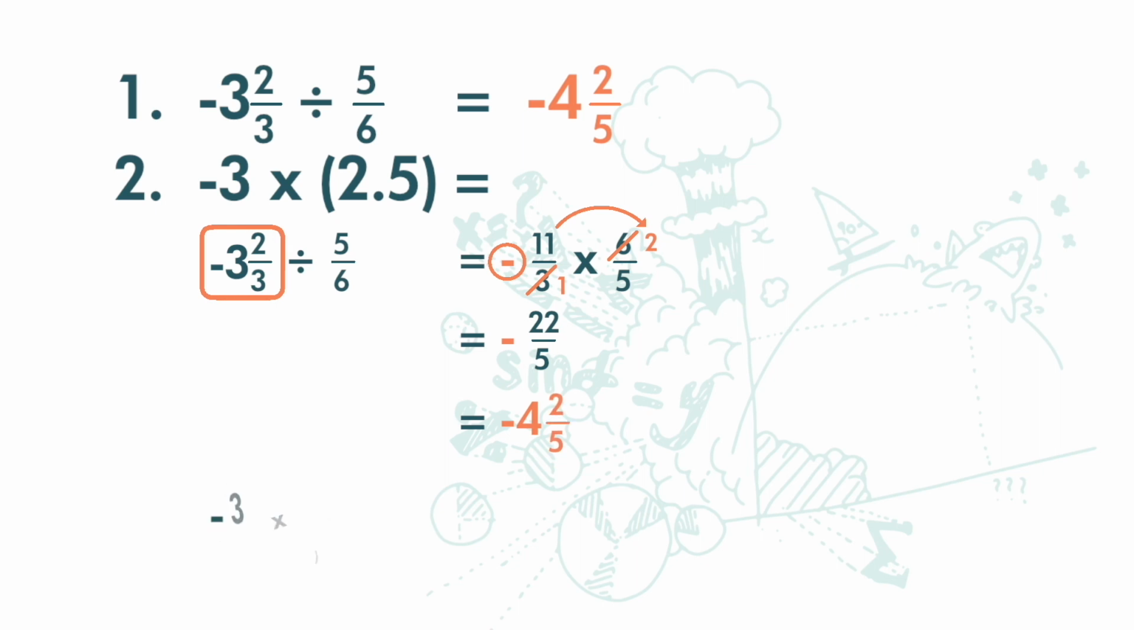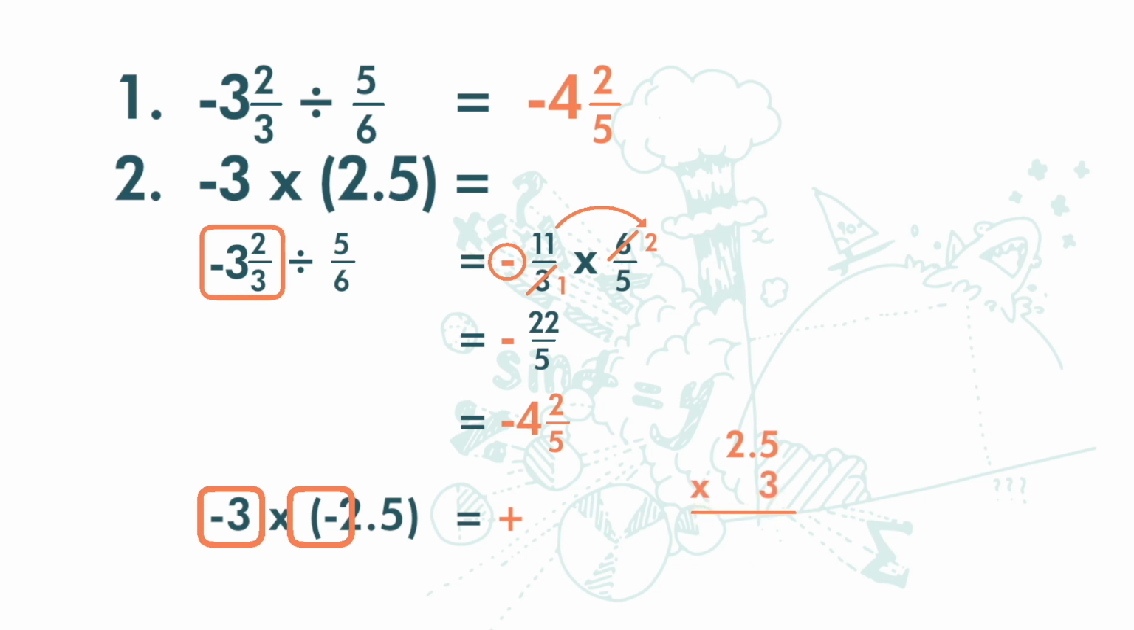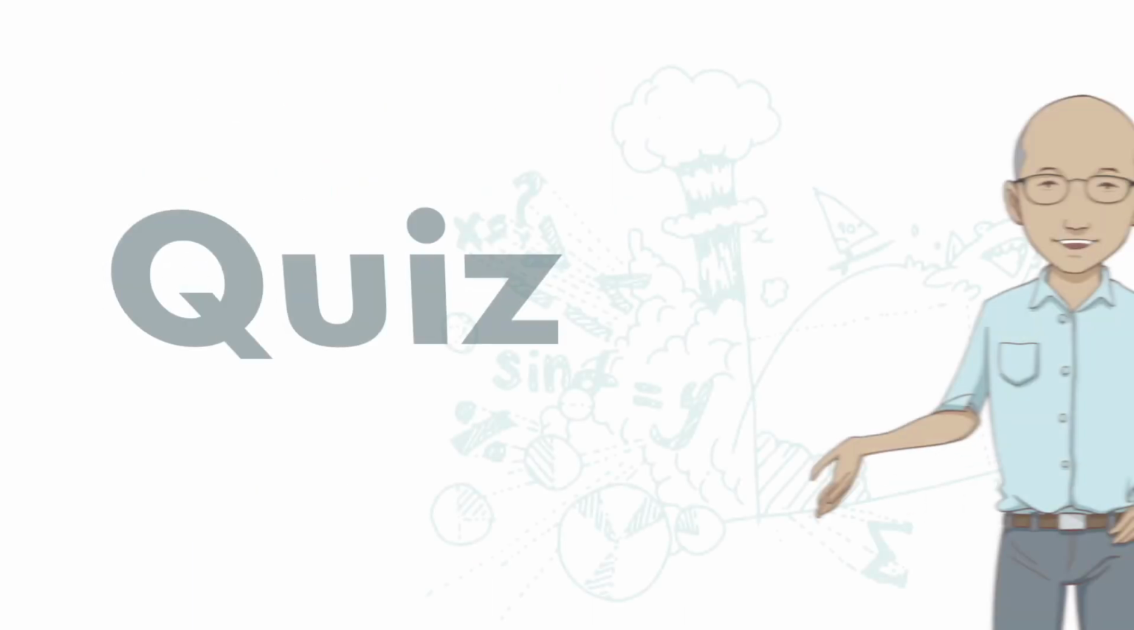Last one. -3 times -2.5. Both numbers are negative numbers. A negative times a negative, we get a positive. And then we multiply 2.5 by 3 and we get positive 7.5. Please do the quiz.